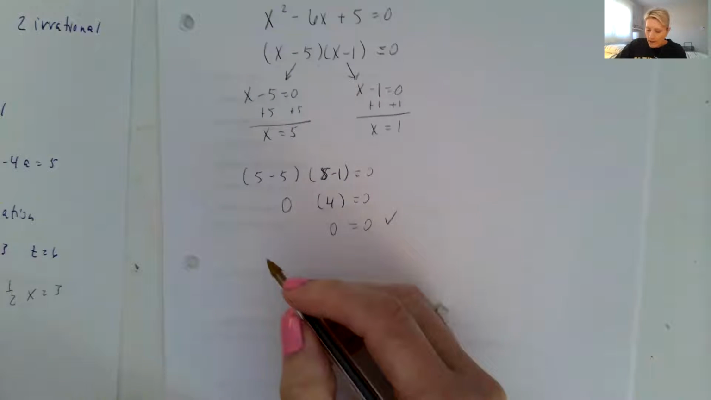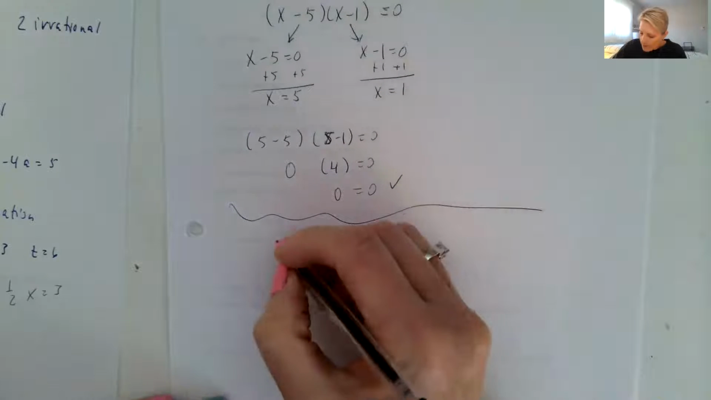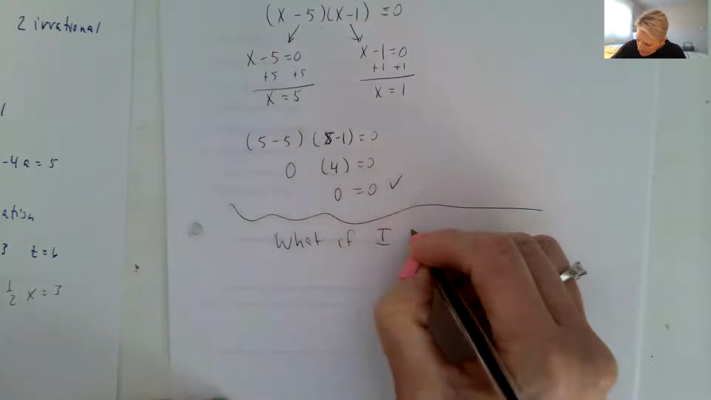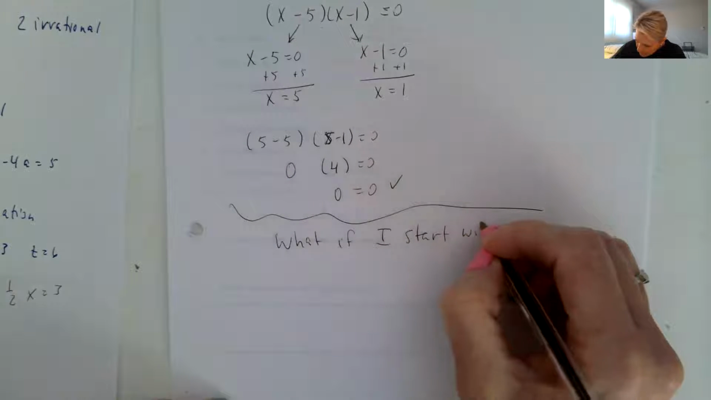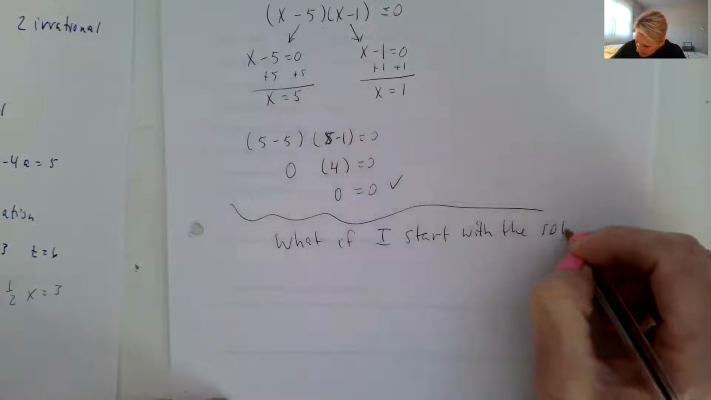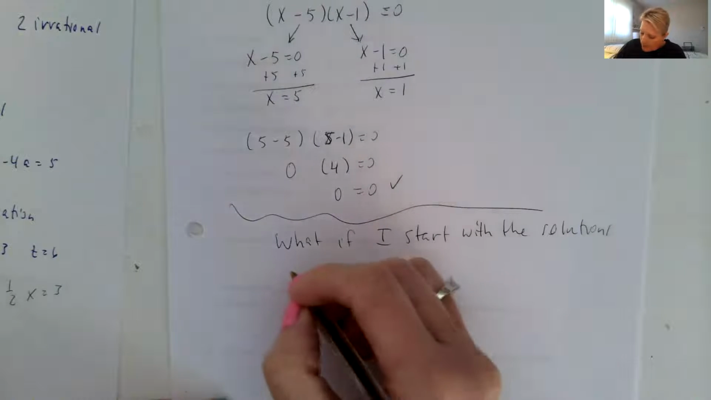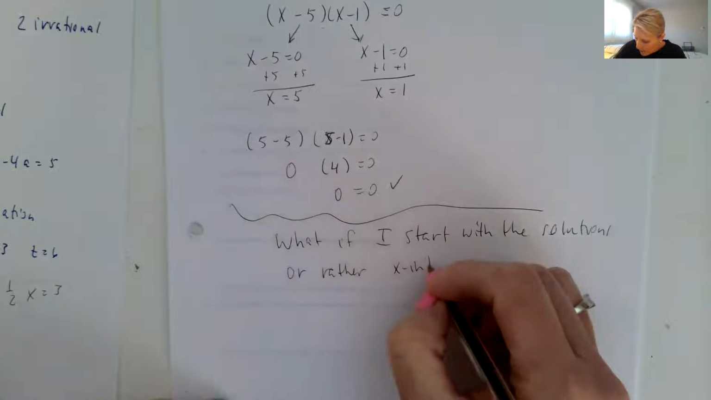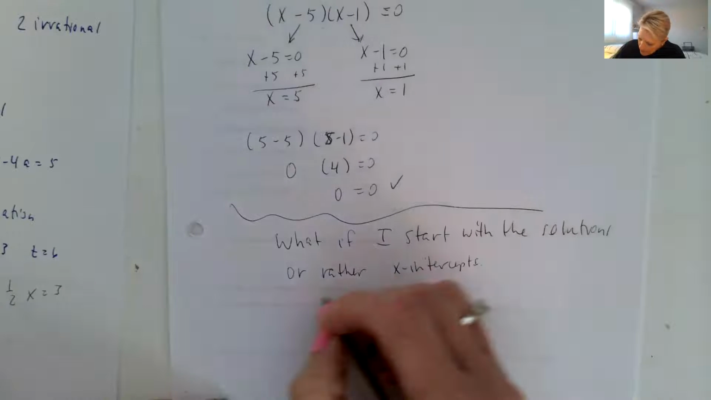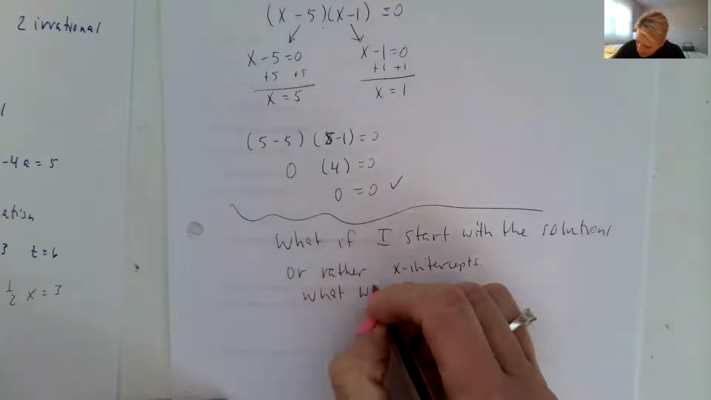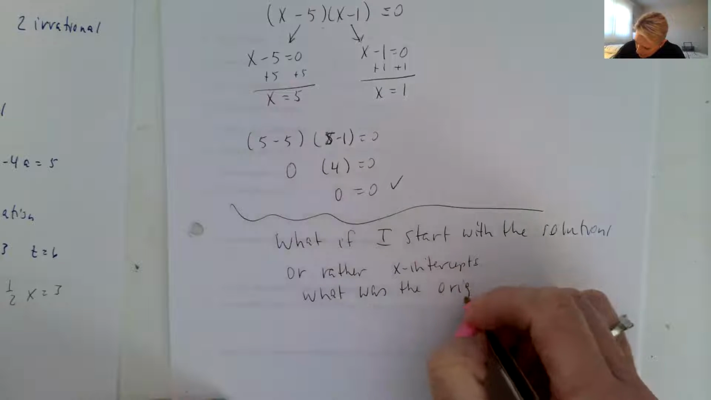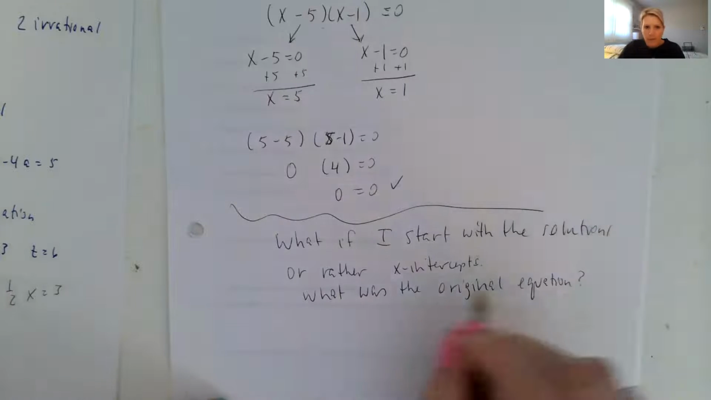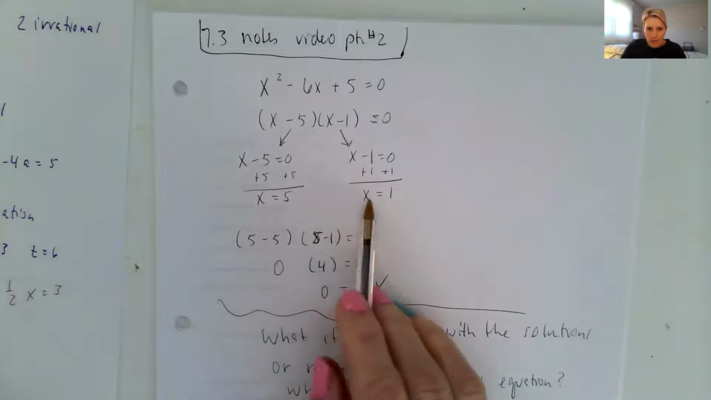So now what we're doing in 7.3 is we're saying, what if I start with the solutions? Or rather, we call them the x-intercepts. That's really what we're starting with. What was the original equation? That's what I want to do. I want to work backwards. So I want to start with this x equals 5 and x equals 1, and work backwards.